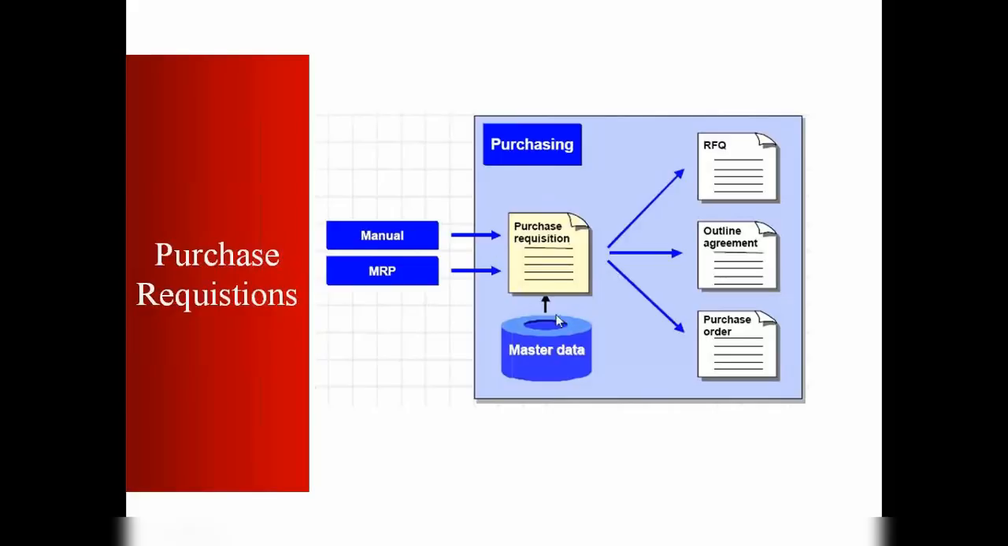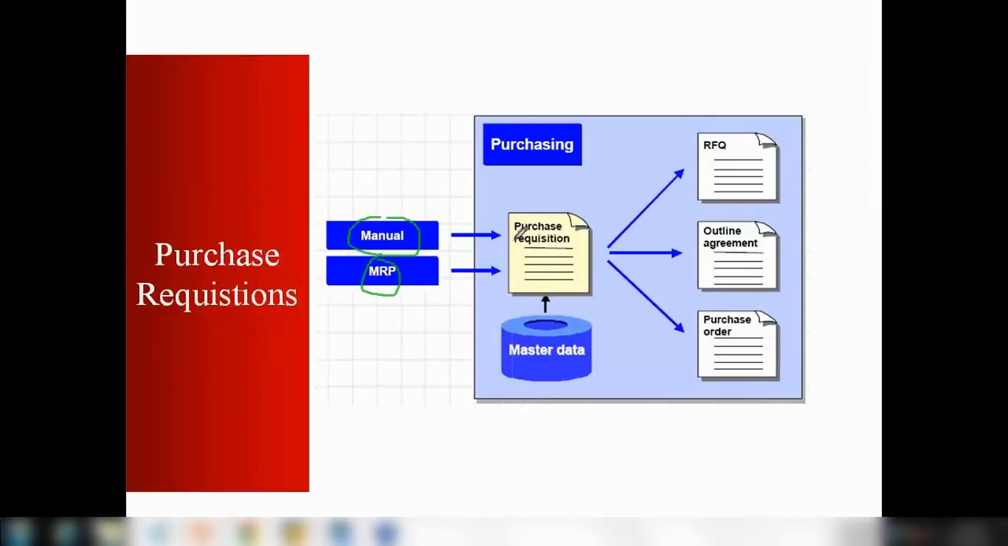So as I just said, this is your purchase requisition, and a purchase requisition can be created manually or from MRP. The purchase requisition structure is pretty much like a purchase order. In a purchase order, we enter a vendor number, we enter a material number, and it pulls all the data. Same thing here.